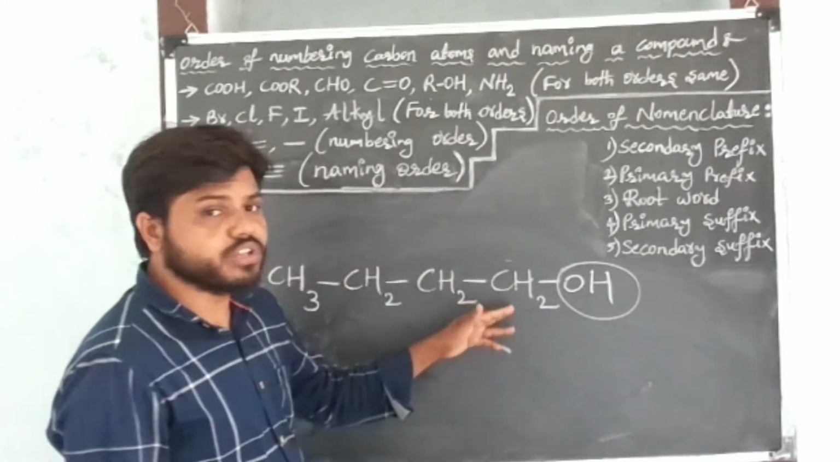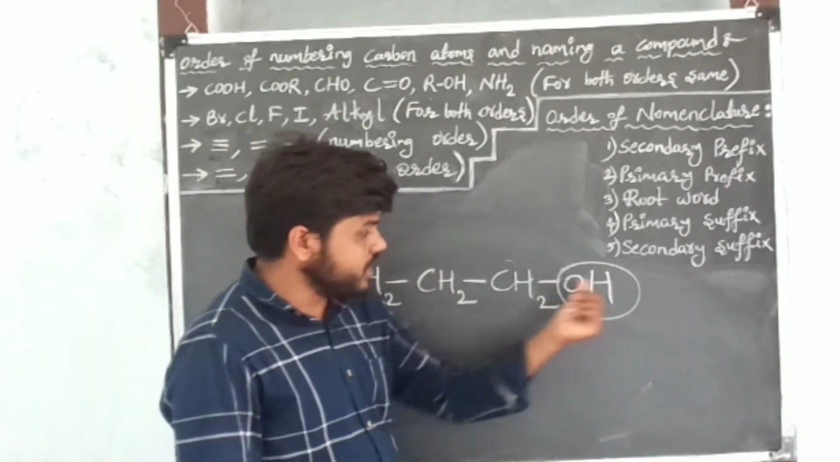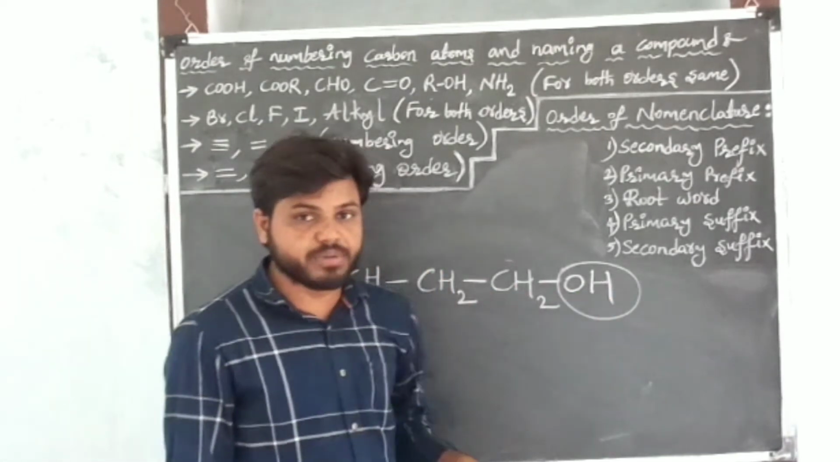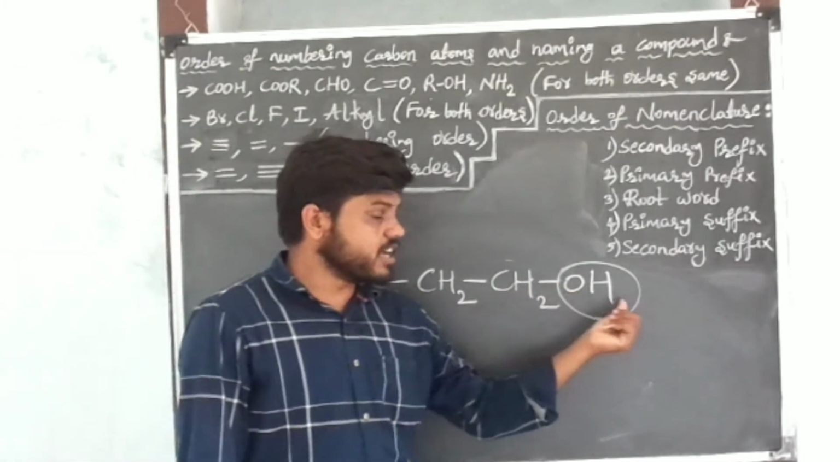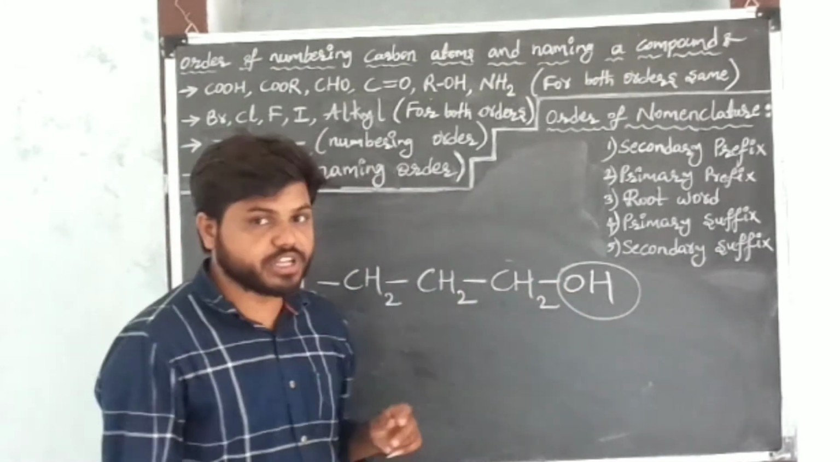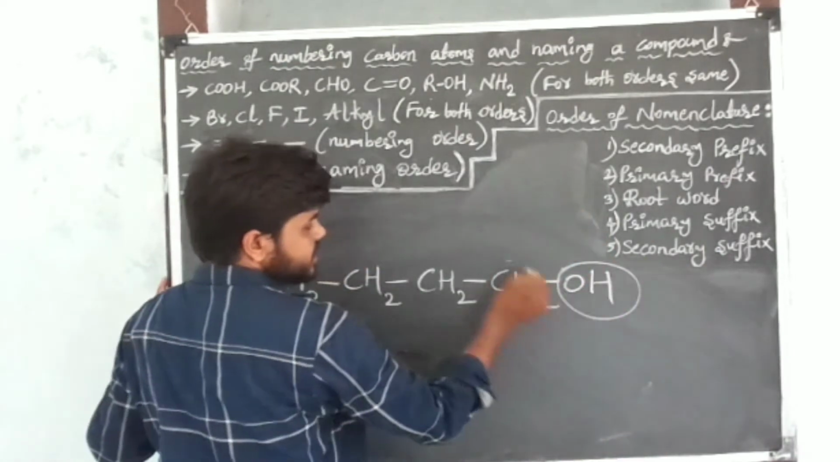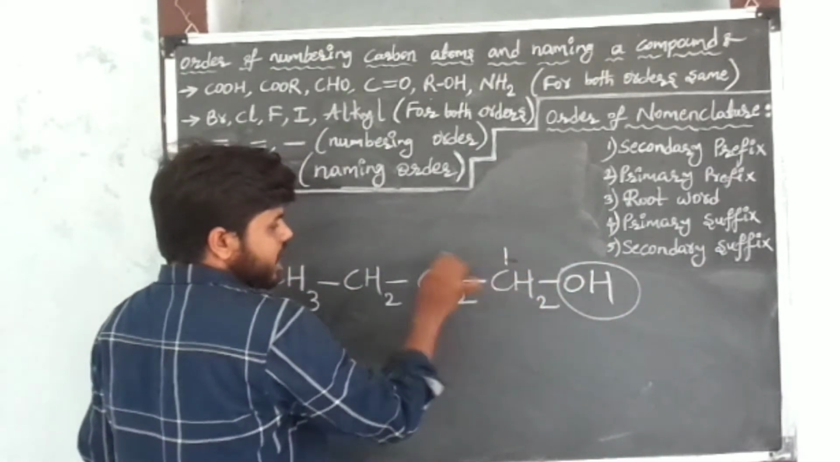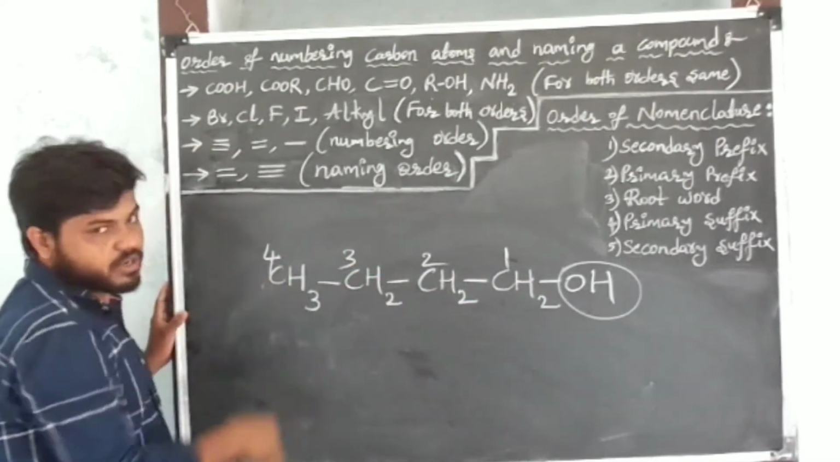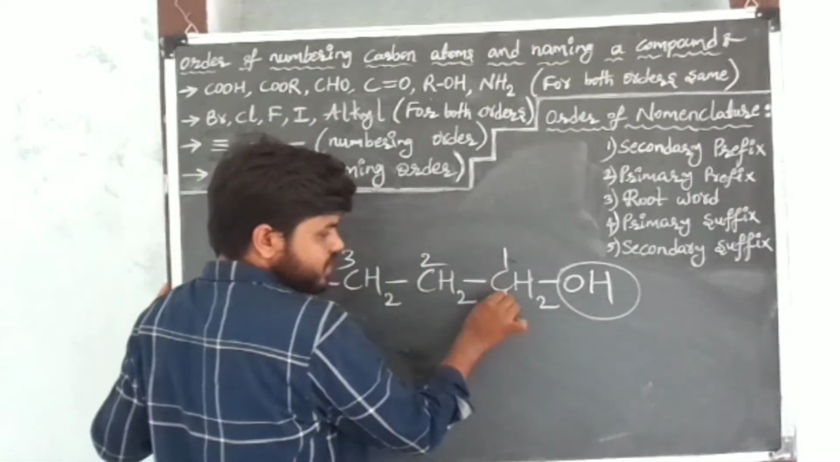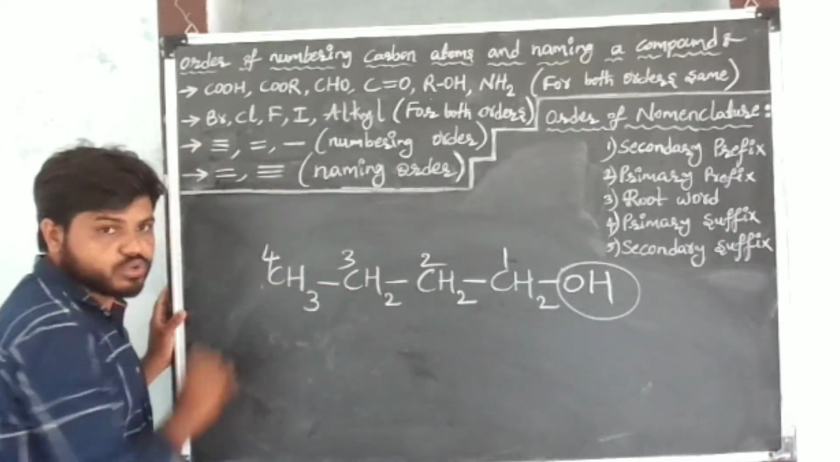First, give numbers to each carbon atom in such a way that this alcohol gets the least number. In that way we should give the numbers, which is why I am starting from the right side. This is the first carbon, this is the second carbon, this is the third carbon, and this is the fourth carbon.